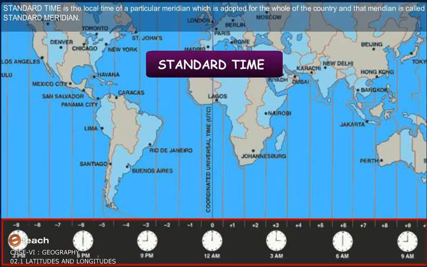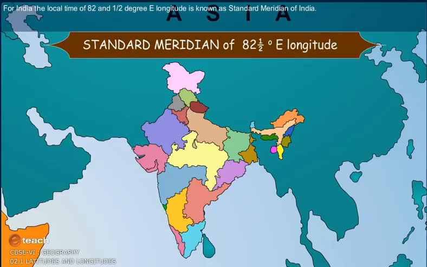Standard time is the local time of a particular meridian which is adopted for the whole of the country, and that meridian is called standard meridian. For India, the local time of 82.5 degree east longitude is known as standard time.